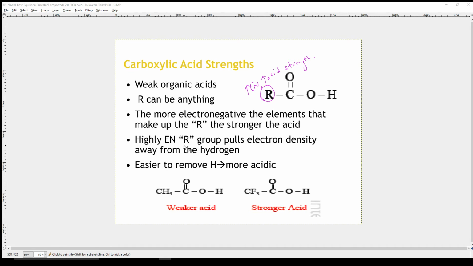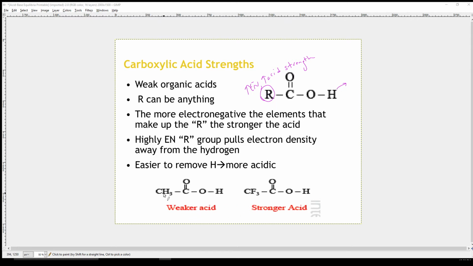The highly electronegative R group, whatever it is, it could be a group of things, will pull the electron density away from the hydrogen. Same situation as before. The Y was pulling the electrons away from the hydrogen. Here the R is. That makes it easier to lose your hydrogen.